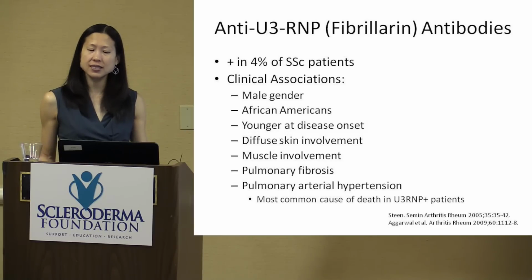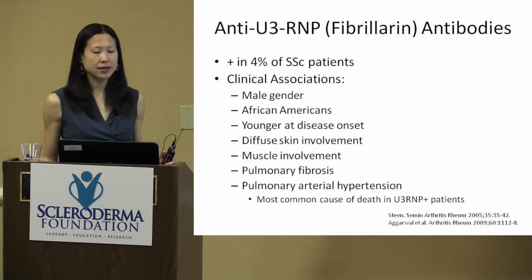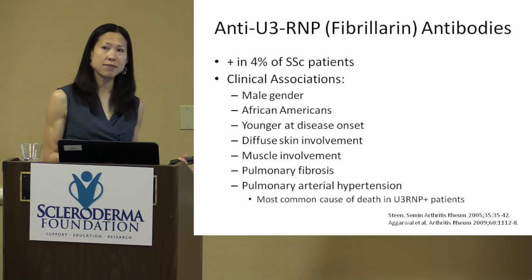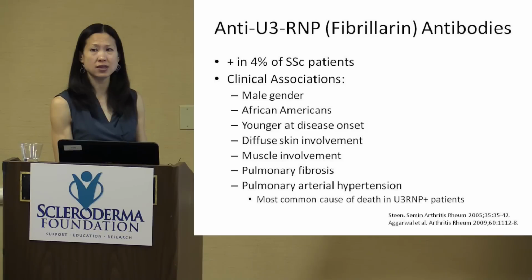So the anti-U3RNP, also called the anti-fibrillarin antibody, is again detected in a small portion of patients with scleroderma, about 4%. These patients tend to be more likely male. These are the ones who have diffuse skin involvement and are more likely to develop muscle inflammation. Again, younger age at onset of their disease. African American race is also more associated with this antibody. And in addition to muscle inflammation, these patients are at risk for lung disease, and not only pulmonary arterial hypertension, but also pulmonary fibrosis.